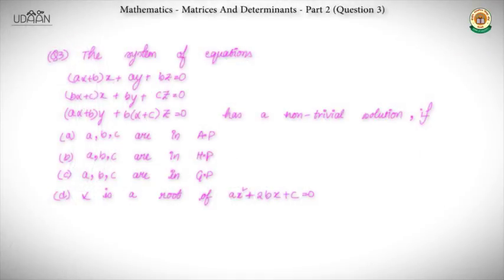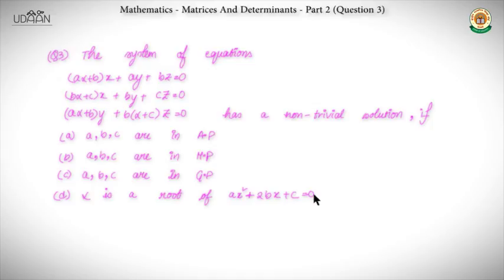Alright, so we have question 3 here, which says the system of equations (a alpha plus b) into x plus ay plus bz is equal to 0, (b alpha plus c) into x plus by plus cz is equal to 0, and (a alpha plus b) into y plus (b alpha plus c) into z is equal to 0 has a non-trivial solution if: the options are a, b, c are in AP, a, b, c are in HP, a, b, c are in GP, or alpha is the root of the equation ax square plus 2bx plus c is equal to 0.